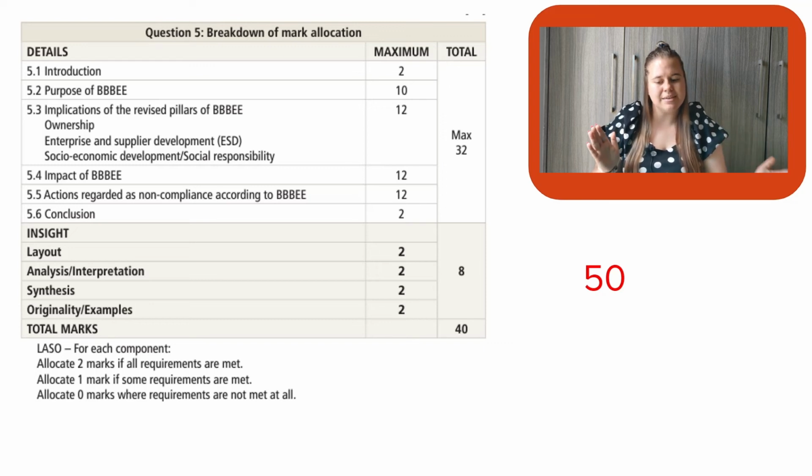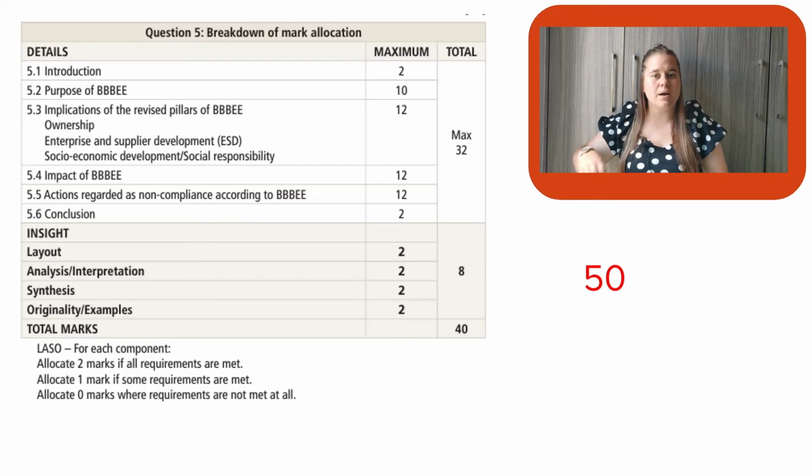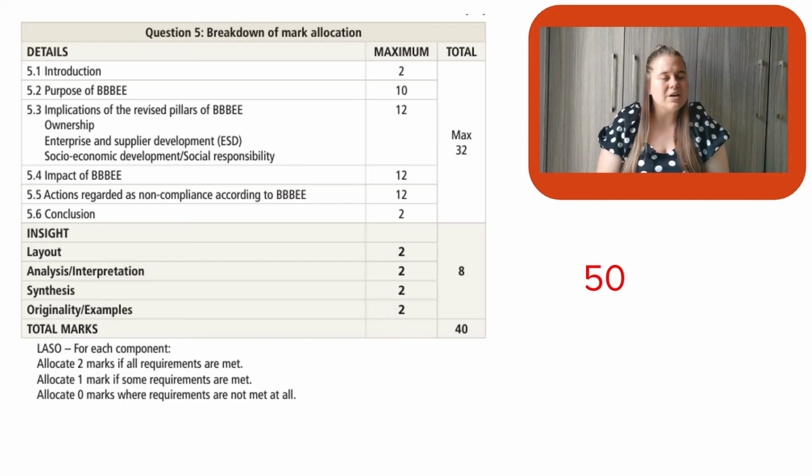So if I'm marking your essay, you can actually get 50 for your facts. But I maxed it at 32. So then you're getting the most amount of marks that you can give. That's why it's structured this way, that we actually give more marks than is required. And that's why I tell my learners, if you know more, please write more, because I must mark until I've reached the max for each of these questions.